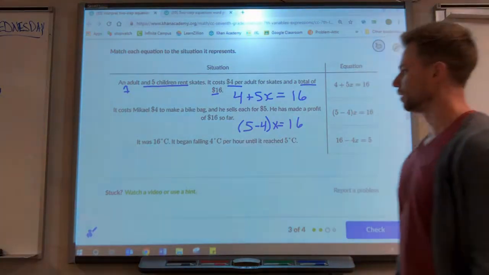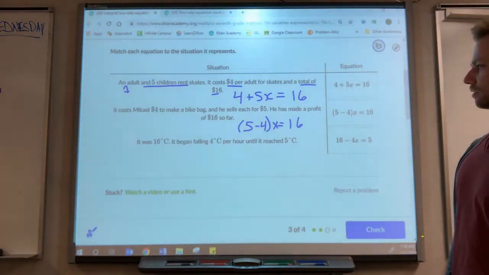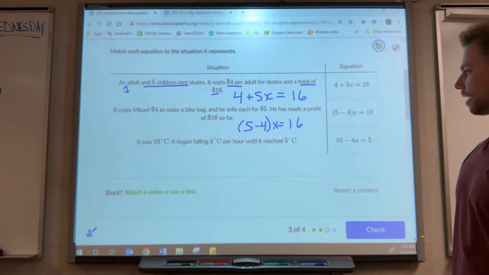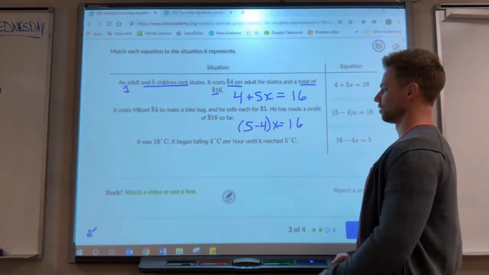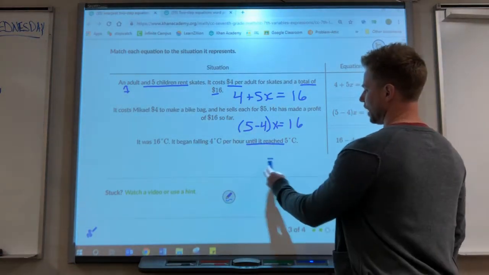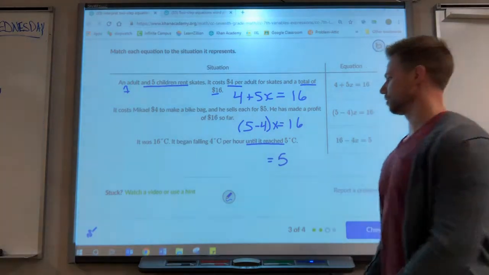Let's look at the third problem. It was 16 degrees Celsius. It began falling 4 degrees Celsius per hour until it reached 5 degrees. So our total in the end is 5. So that's what it's going to equal.